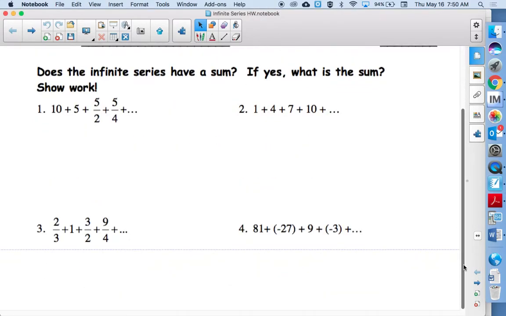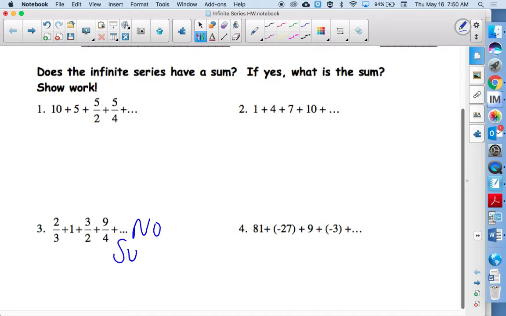Alright, so let's look at number 3. We have 2/3, 1, 3 halves, 9 fourths. Does that one have a sum? If so, what's the R value? Julian? Yeah, so there is no sum because you're multiplying by 3 halves, which is greater than 1. So make sure you're writing a reason as to why you're saying there's no sum. There's no sum because the R value is 3 halves. 3 halves is larger than 1.